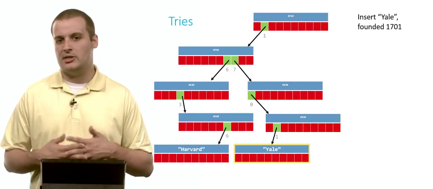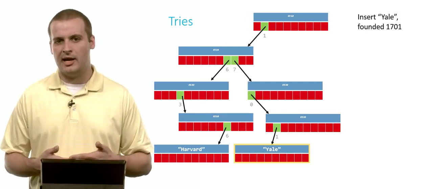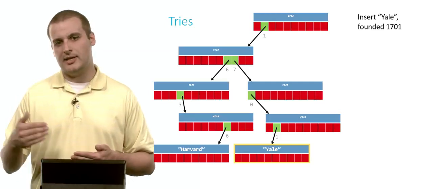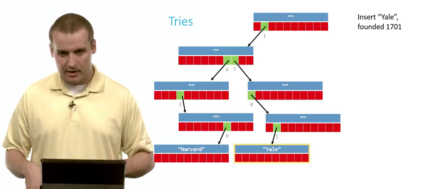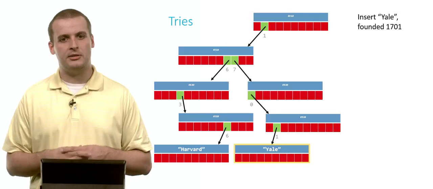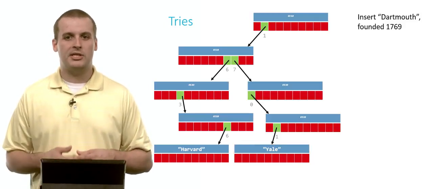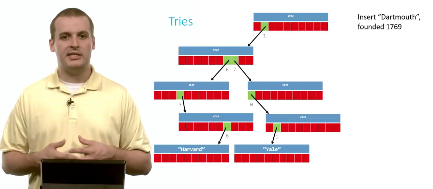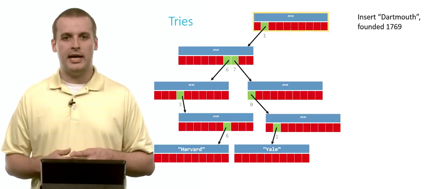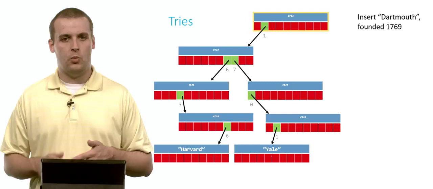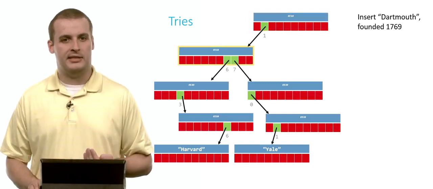And so now if I ever need to see if Yale is in this trie, I start at the root, I go down 1701 and look down, and if I see Yale spray painted onto the ground, then I know Yale exists in this trie. Let's do one more. Let's insert Dartmouth into this trie, which was founded in 1769. Start at the root again. My first digit of my key is 1. I can safely move down that path that already exists.